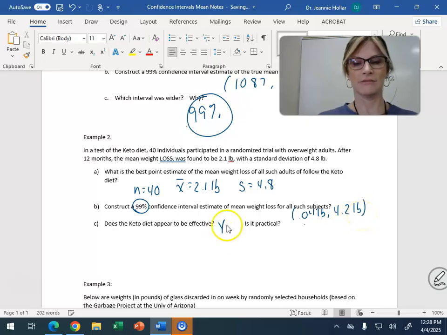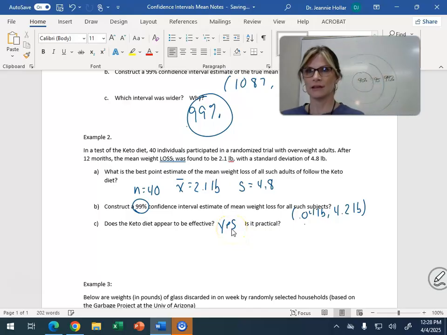So is it effective? Did they lose weight? Is it more than 0? Yes, it is more than 0. Is it practical? No. Would you quit eating pasta, ice cream, suck all the joy out of your entire life for a whole year to lose somewhere between 0.04 and 4.2 pounds for a whole year? No.